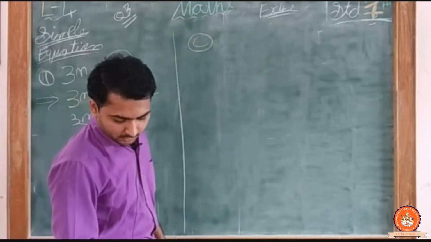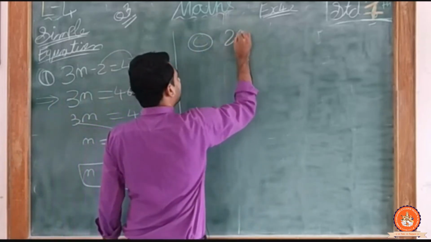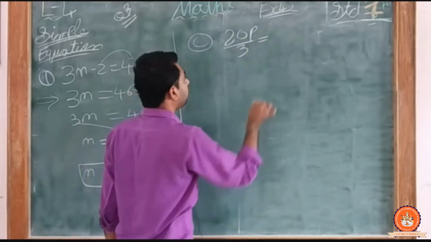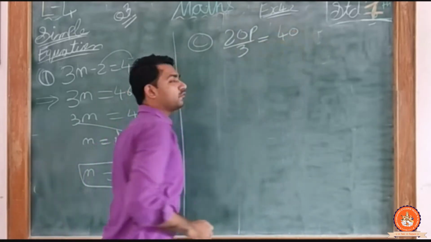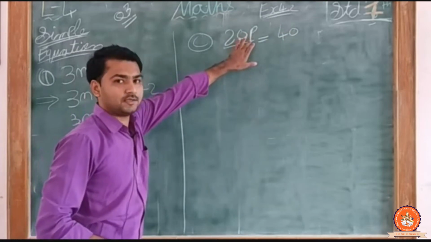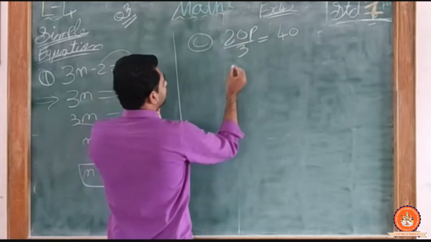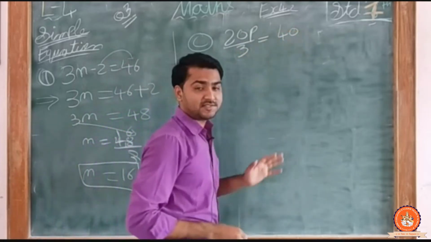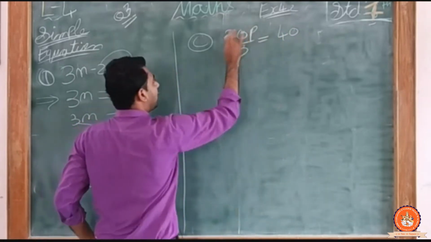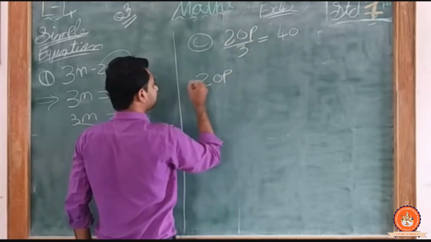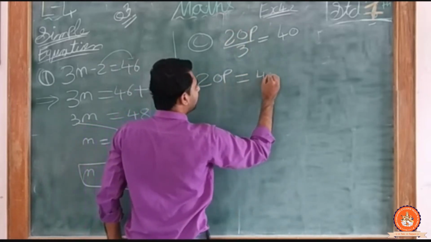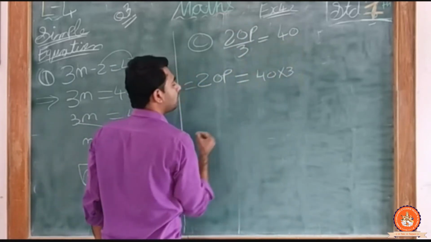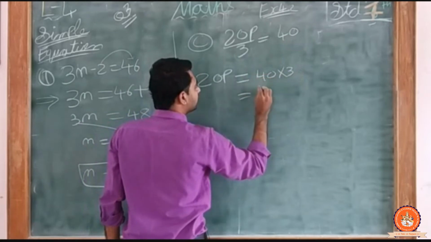So what is C? 20p by 3 is equal to 40. Now here also I have to find the variable, that variable is p. Clear students? So first of all, I will send this 3 onto the right side and make it alone. So 20p is equal to 40, 3 is in division, it becomes multiply when going onto the right side of the equal to sign. So 4 3s are 12 and 0.